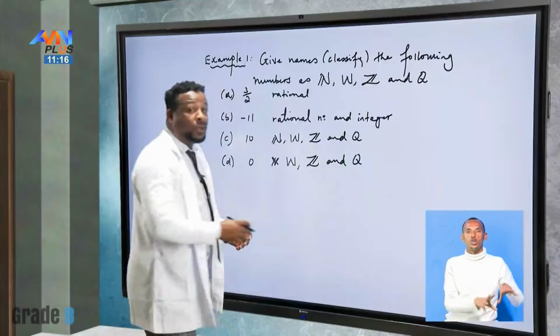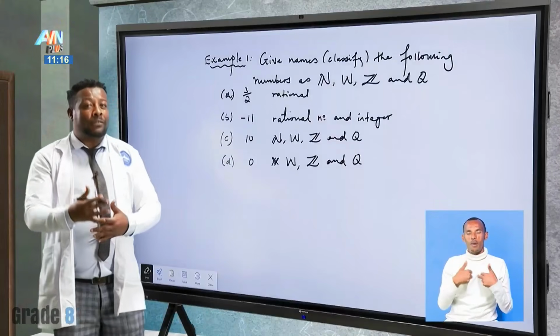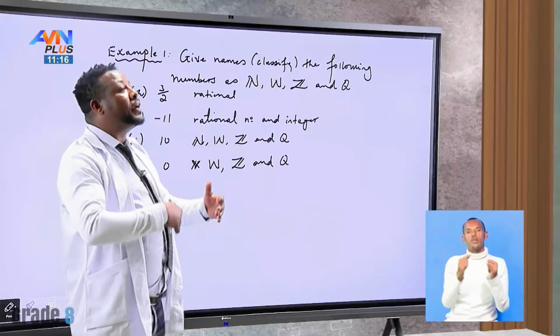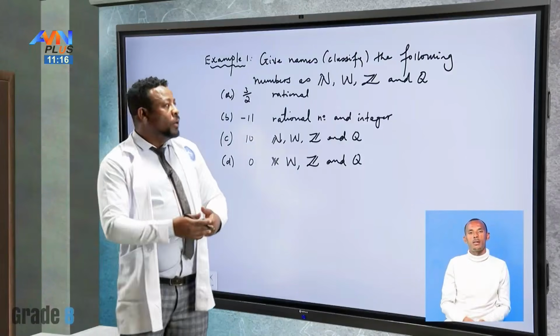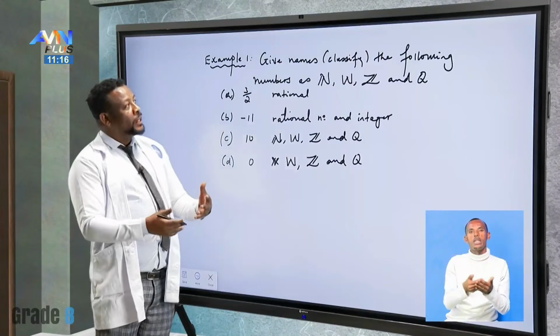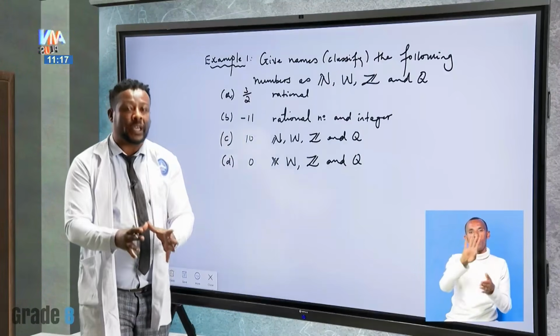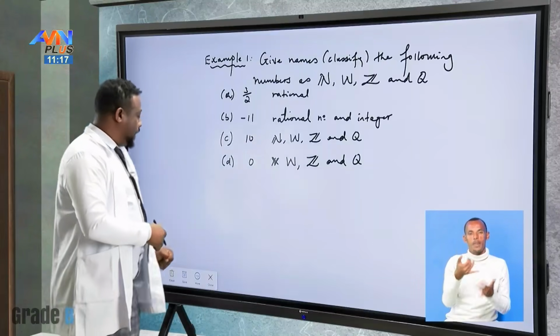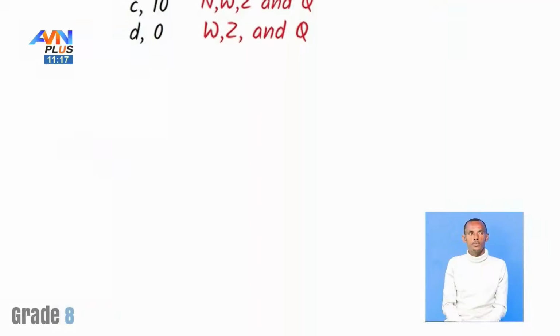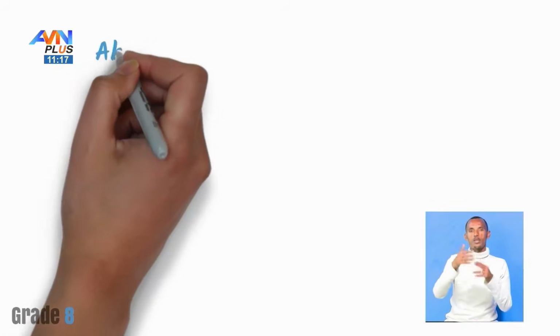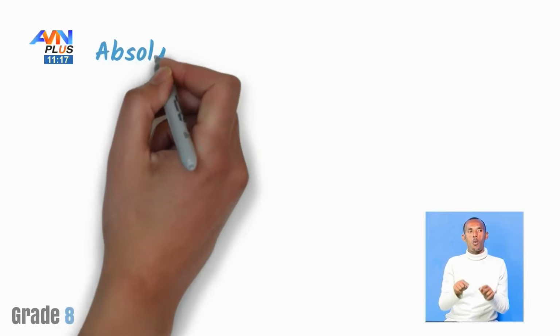Okay, students, now you have got the idea of classifying numbers in terms of these four sets, right? So this is all about the relationship between those four sets, right? Good. Now let's see the next topic for today. Our next topic is about the absolute value of rational numbers.